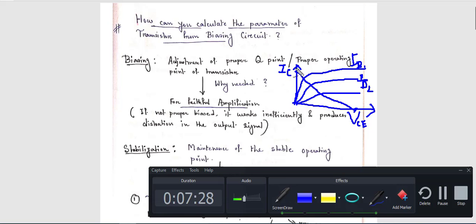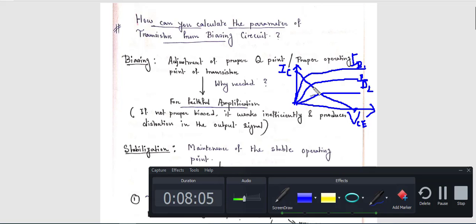Now if you join these 2 points, it behaves like a straight line, and this straight line is known as what? This straight line is known as the load line. Also it is known as the DC load line. Now see, this straight line has some intersection point with whom? With the output characteristics curve of a transistor. Here you can say that you have 3 intersecting points. That means you have 3 Q points, because this intersection point is known as the quiescent point or Q point. Now in this case you have 3 Q points.